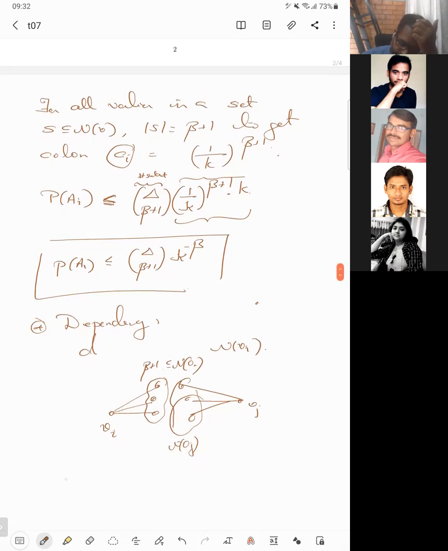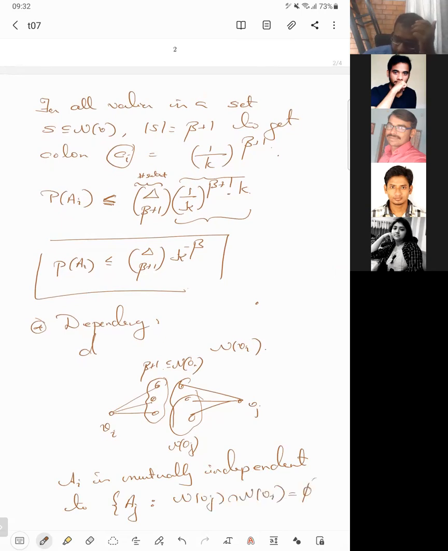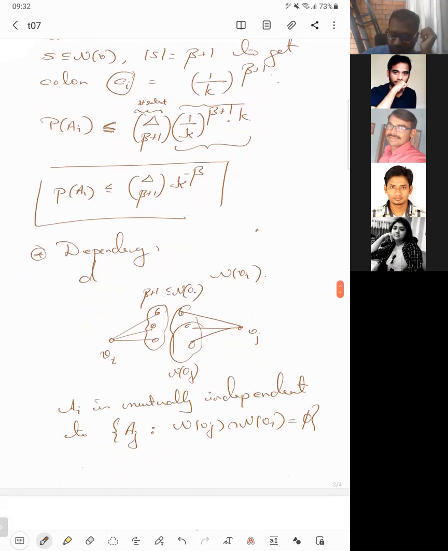Or I can say that the event Ai is mutually independent of the set of events Aj such that N of Vj intersection N of Vi is empty. But what is the size of the dependency? The size of Di, how can we upper bound it? At most delta plus delta into delta minus 1.